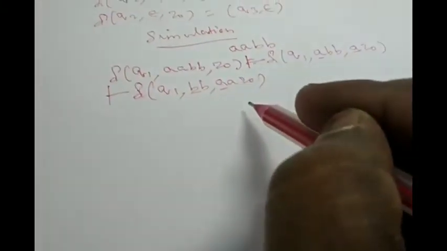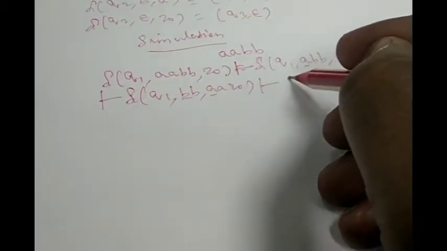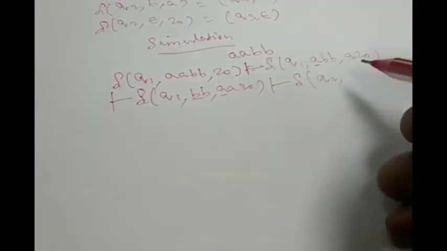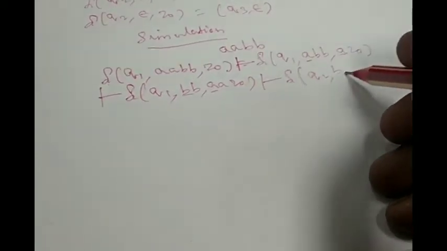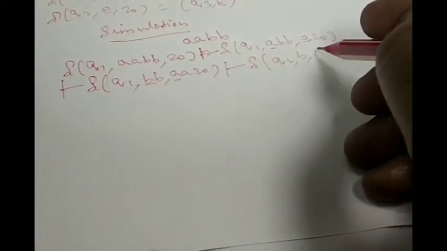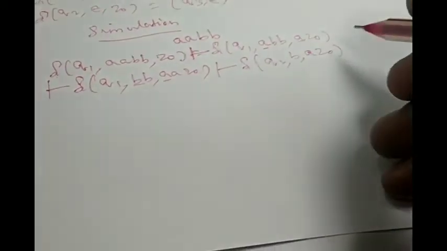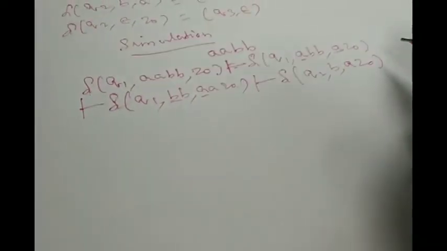Now input is B, the topmost symbol is A. What should I do? I have to pop A from the stack. So where do I have to go? I have to go to the state called Q2. So delta of Q2, input is B, topmost symbol is A. So A is getting popped out. If this A is popped out, what remains is just A.